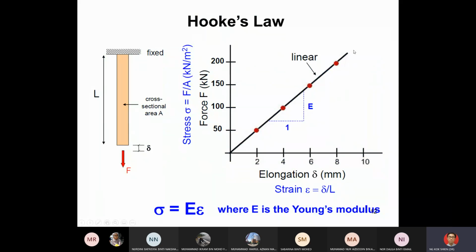But Hooke's law will tell you the behavior of linear elastic material. So the slope of this line is the modulus, the Young modulus. We call it Young modulus. So basically, it's stress over strain.